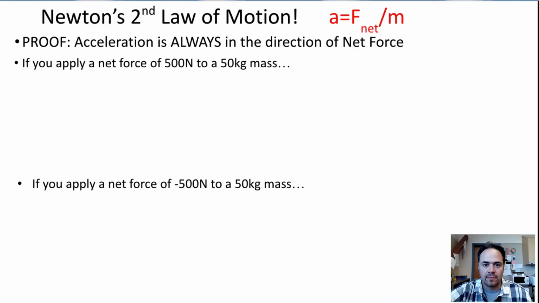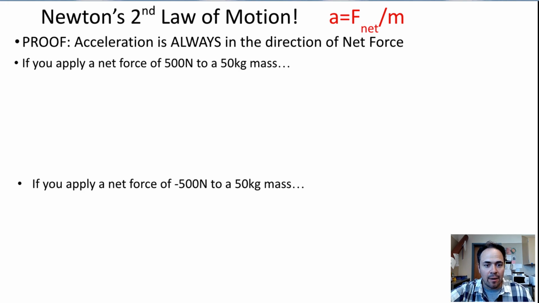There you have it. Now, another one that gets brought up a lot is that net force and acceleration are always in the same direction. If net force is forward, acceleration is forward. If net force is backwards, acceleration is backwards, and so on. And we can actually see how this works mathematically using Newton's second law.